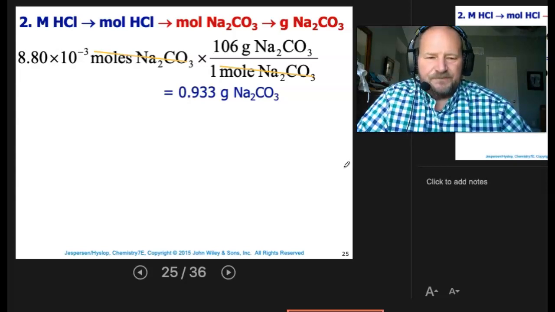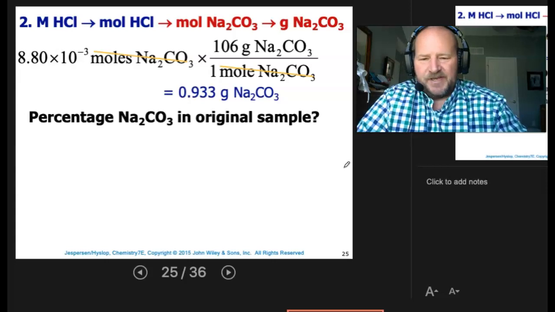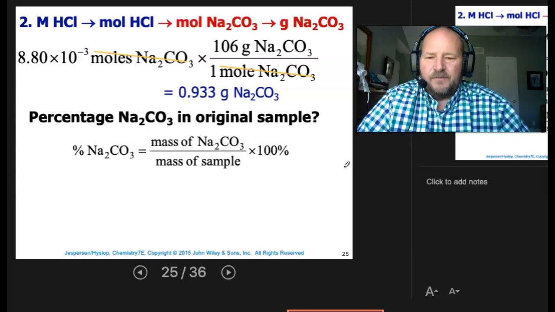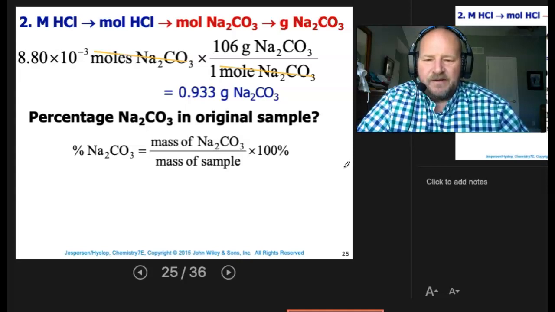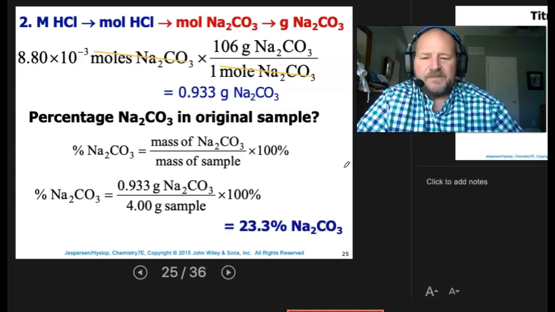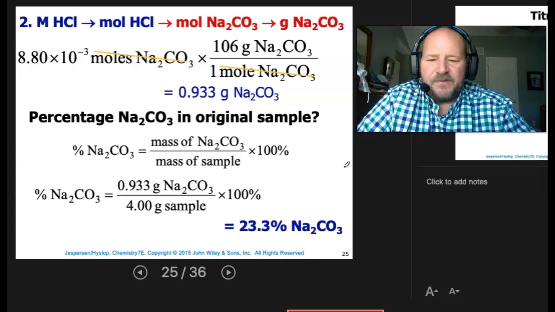Now, that wasn't the question. The question was, what's the percentage of sodium carbonate in the original sample? So, we know the mass of sodium carbonate. We know the mass of the original sample was 4 grams. So 0.933 grams divided by 4 times 100% tells us it's 23.3% sodium carbonate.